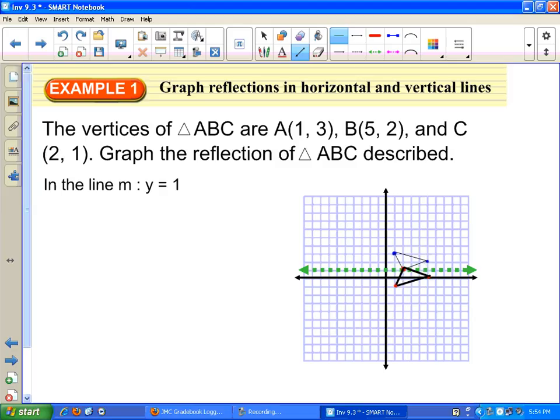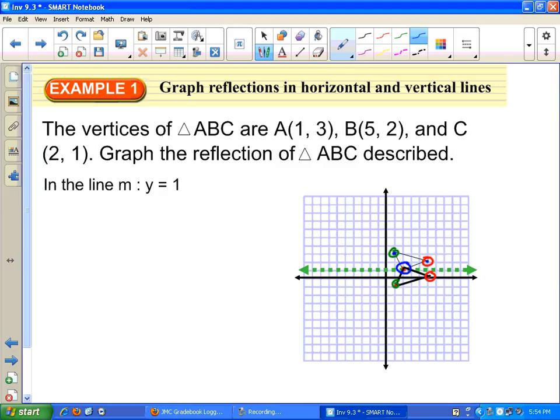There we go. And again, we're going to have points that are matching up. Got this point, and you have this point. And then you got the same point right there that matches up. So that is our reflections in the horizontal and vertical lines.